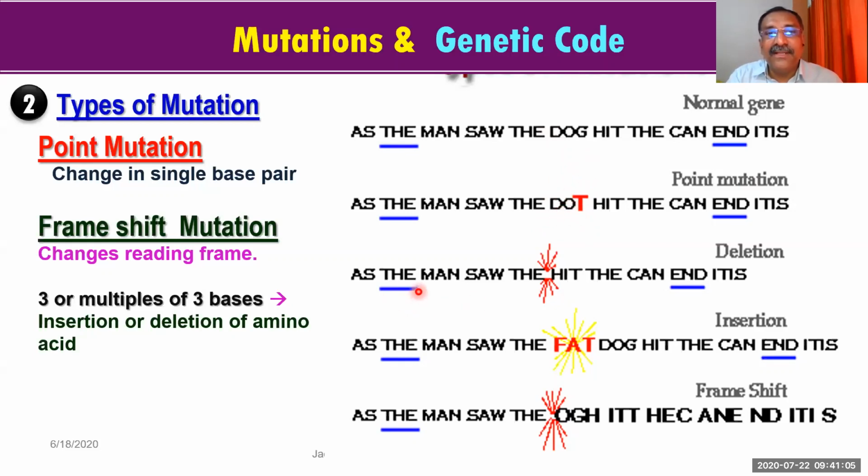Now look at "the man saw the hit the can end." It has become a meaningless sentence, but you see it has its own meaning: the man saw, then nothing else, hit the can, end. So how has this change occurred? That is because of this dog. Now let us take this basic one.